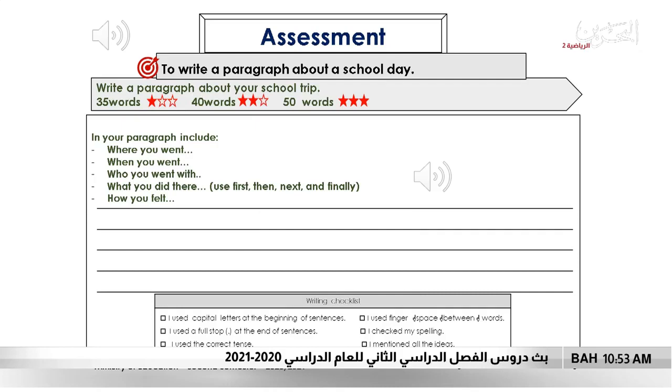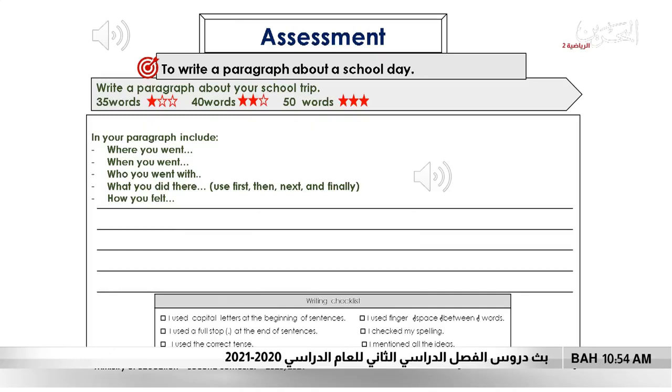Finally, it's time to write our paragraphs. Write a paragraph about your school trip. In your paragraph, include where you went, when you went, who you went with, what you did there, first, then, next, and finally, time words, and how you felt.